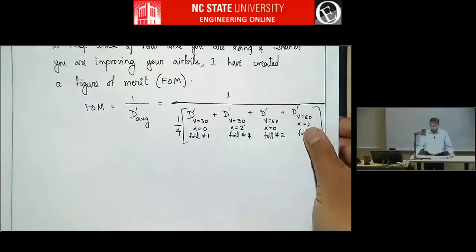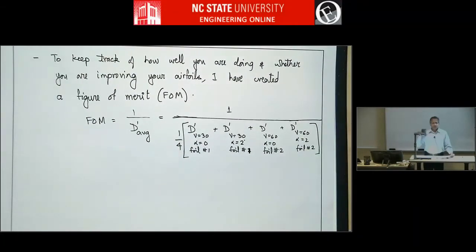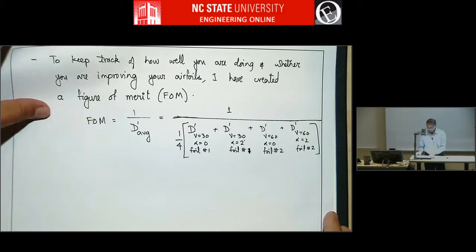Right, and just to keep track of how well you're doing and to have some kind of number to maximize, I've defined a figure of merit. This combines two airfoils at 2 speeds, each one at 2 angles of attack. So it's not really a figure of merit for an airfoil, it's more for your own sake to keep improving some design objective. So let's talk about a possible design process.